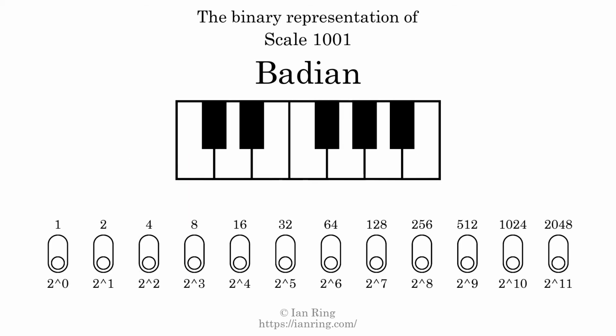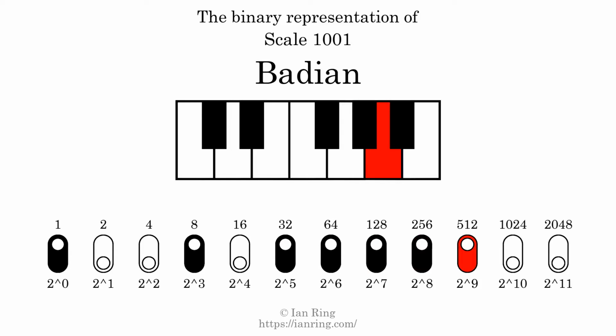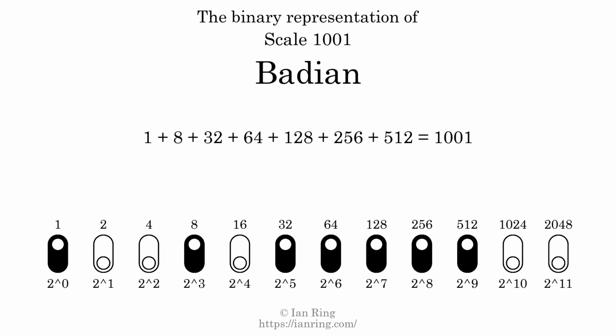The binary representation of this scale is determined by mapping tones of the scale to binary digits. Each binary digit represents a power of 2. To get the scale number, we add the powers of 2 together. The powers of 2 that are present in the scale, all added together, equals 1001. That is why the scale number, in decimal, is 1001.